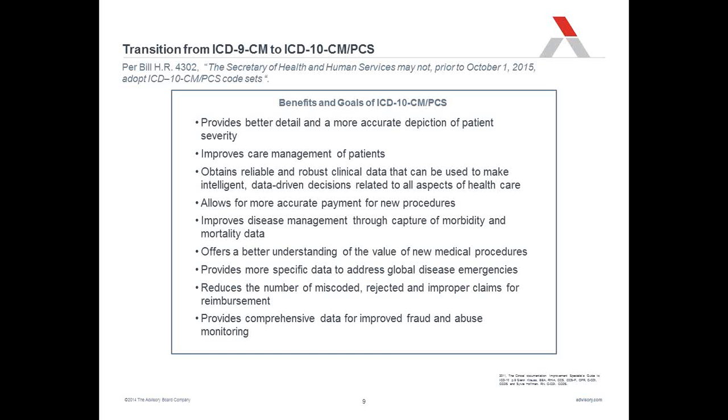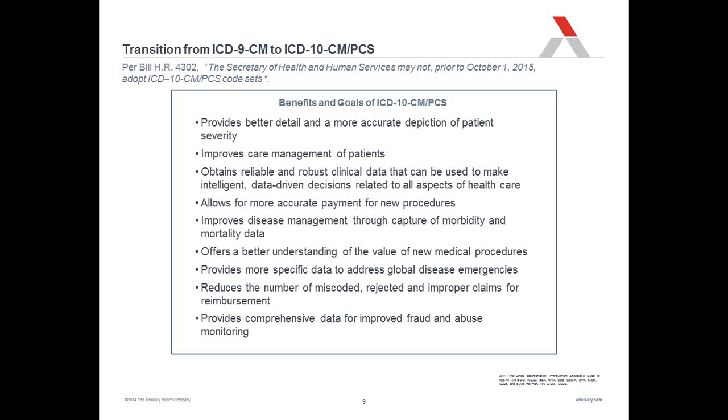So why should we go from ICD-9 to ICD-10 CM-PCS? What really is the benefit? Really, it provides much better accurate detail and a more accurate depiction of patient severity. Keep in mind that in the ICD-9 system, we are really trying to find a code that matches your documentation. That's not always necessary, and sometimes things are coded just because that's the closest fit that we have. In ICD-10, however, the codes are built to reflect exactly what your documentation is saying, so we are able to much more accurately depict what's going on with your patient.